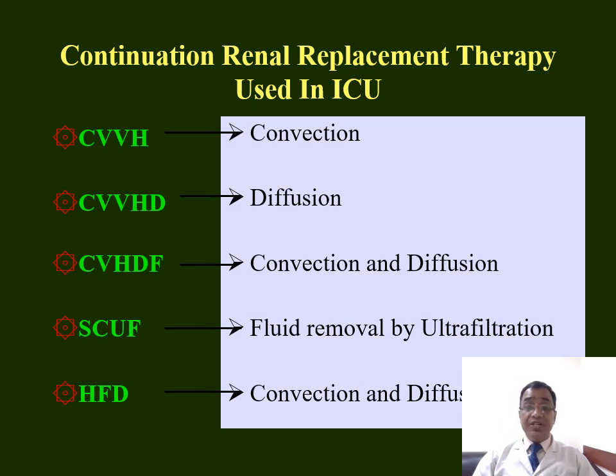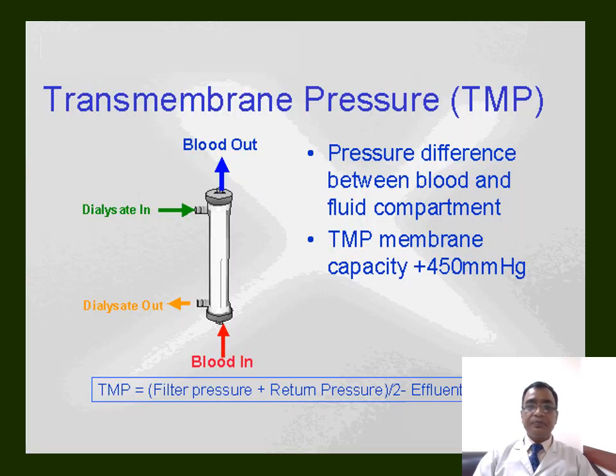CVVHD is convection and diffusion in equal amounts. SCUF is completely convection, ultrafiltration. HDF is convection and diffusion, because you take the ultrafiltrate also.